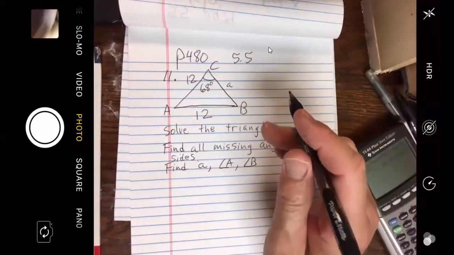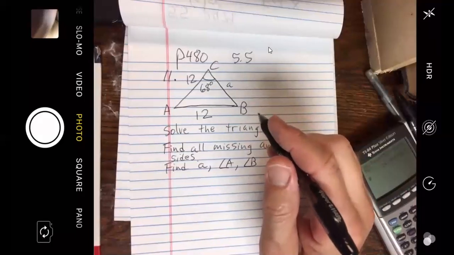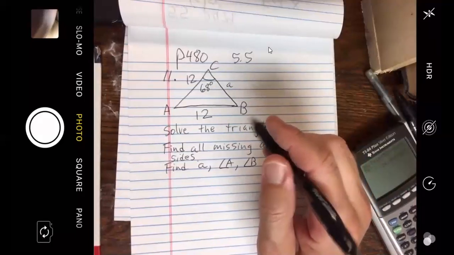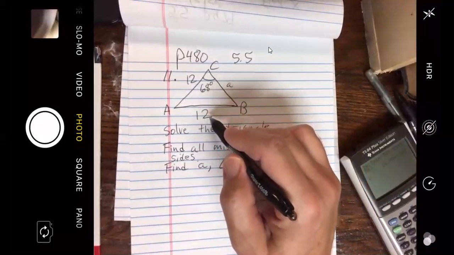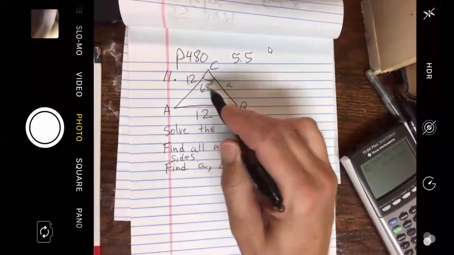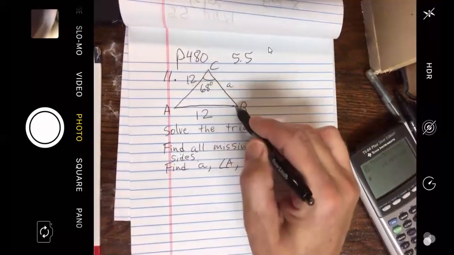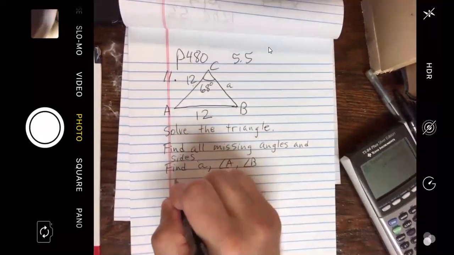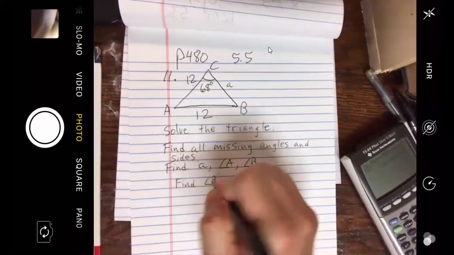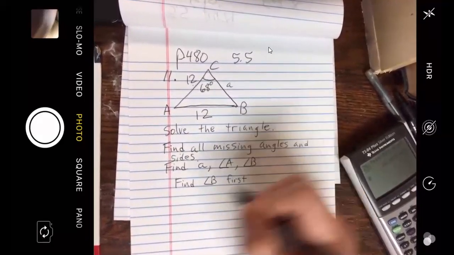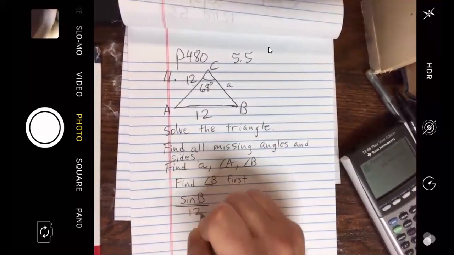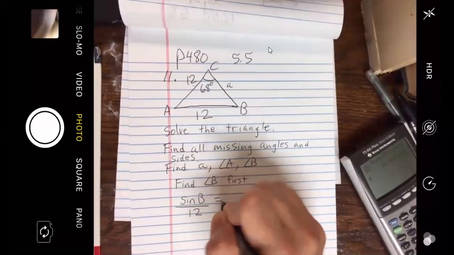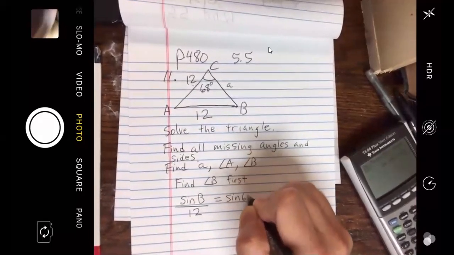Let's see, you've got to look at what you're given. You're given this angle and its opposite side, so that's one side of the proportion. And we're given the 12 here opposite the B. So we've got to find angle B first. So again, I start with the unknown, sine of big B, over its opposite side, 12, is equal to the sine of 68 degrees.